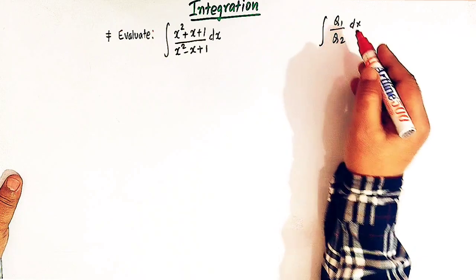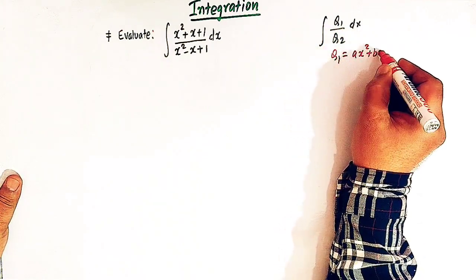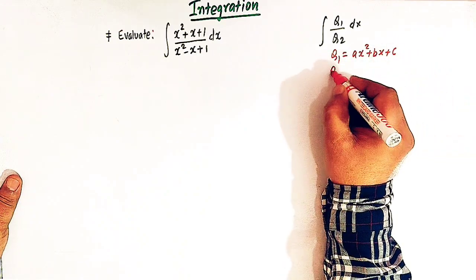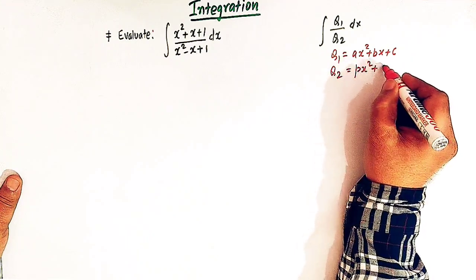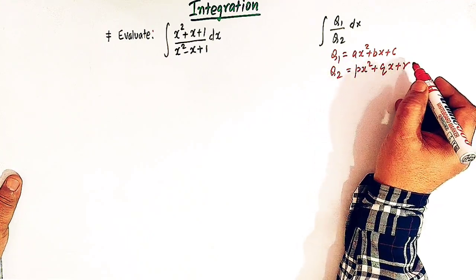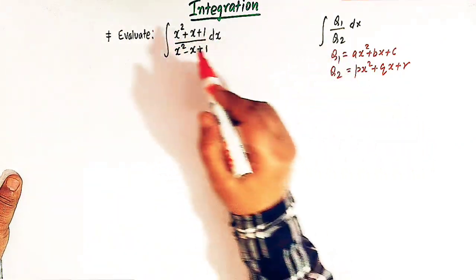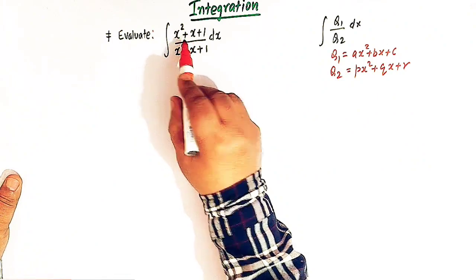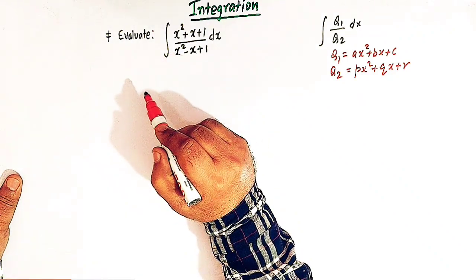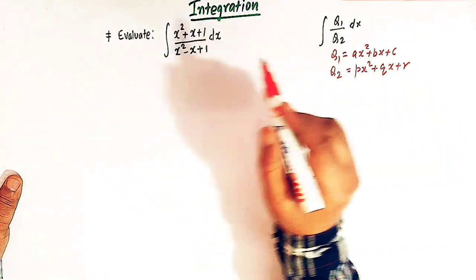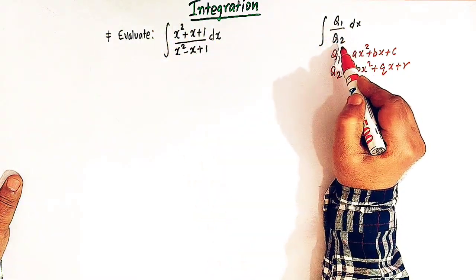So here q1 is of the form ax square plus bx plus c, and q2 is of the form, say, px square plus qx plus r, right? So the integrand has a quadratic polynomial in the numerator and another quadratic polynomial in the denominator. Here we'll see the technique of how to integrate functions like q1 over q2.